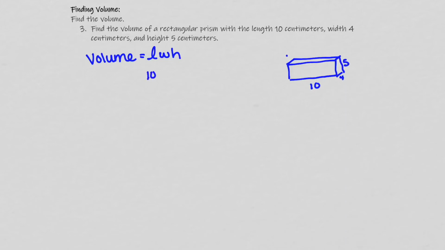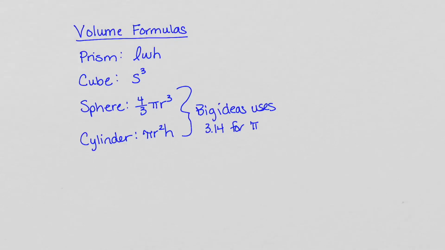Okay, so I'm going to multiply those all together. And I get 200. And my units would be centimeters cubed. Okay, so that's what you're going to do when solving for volume.